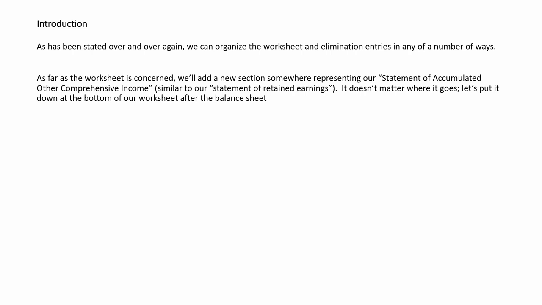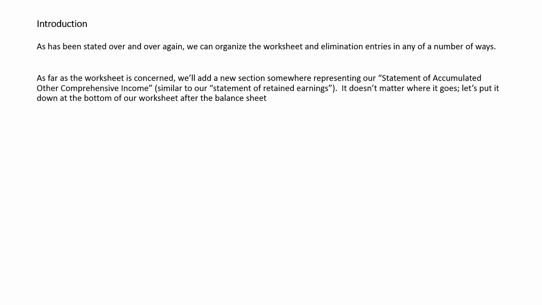As has been stated over and over again, we can organize the worksheet and the elimination entries in any of a number of ways. Now, as far as the worksheet is concerned, we might want to add a new section somewhere representing our statement of accumulated other comprehensive income. So this is going to be analogous to the statement of retained earnings. For the statement of retained earnings, we have our beginning retained earnings plus income minus dividends equals ending retained earnings. We'll have something similar for accumulated other comprehensive income. We have our beginning accumulated other comprehensive income plus this year's other comprehensive income equaling ending accumulated other comprehensive income.